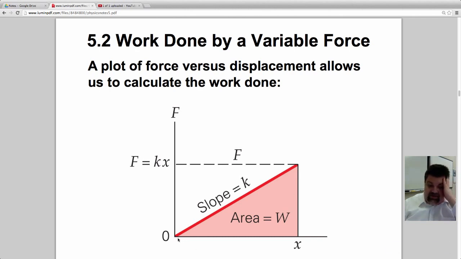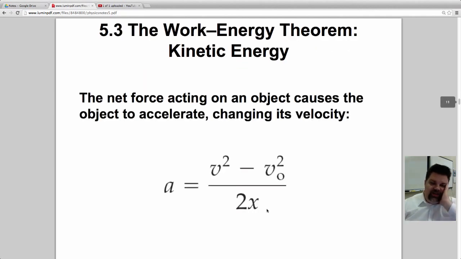So in other words, what this graph is saying is the further I pull the object away from rest on a spring, the greater the corresponding force is. And the work that's done in that process is the shaded area under the curve. Well, how did they come up with that?